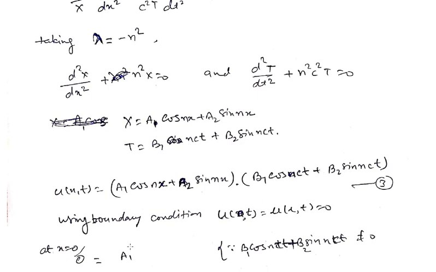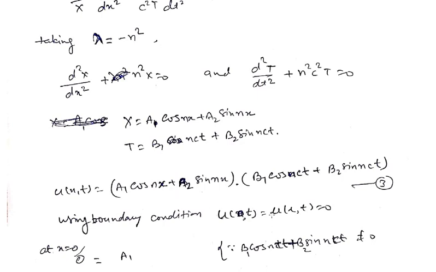First we use the boundary conditions, which are: at x = 0, u(0,t) = 0, and at x = l, u(l,t) is also 0. So first we put x = 0 in equation number 3. We get 0 = a1 cos 0, which is 1, so we have a1, plus a2 sin 0, which is 0. This is independent of x, so b1 cos nct + b2 sin nct is a non-zero term. When we solve it, as its left hand part is 0, from here we get a1 = 0.